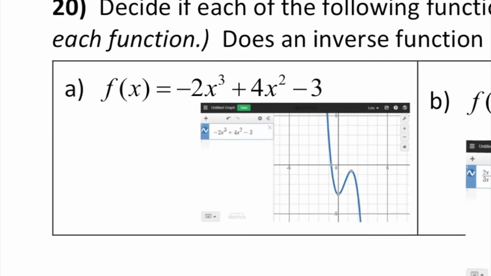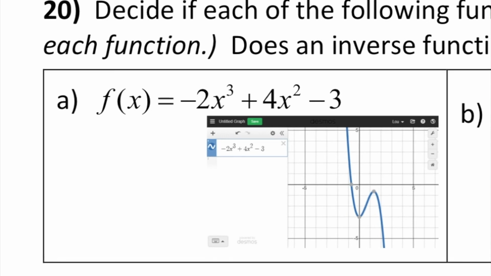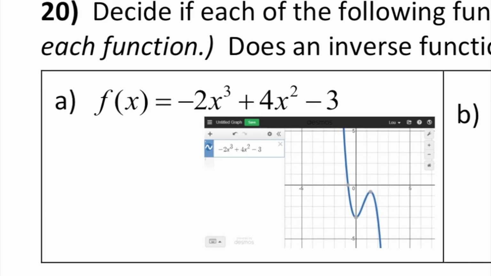So I went ahead and graphed these problems in Desmos ahead of time, and just included the graphs on the paper because I want to write on them, I want to draw on them. And so the question is asking, so let me back up a second.